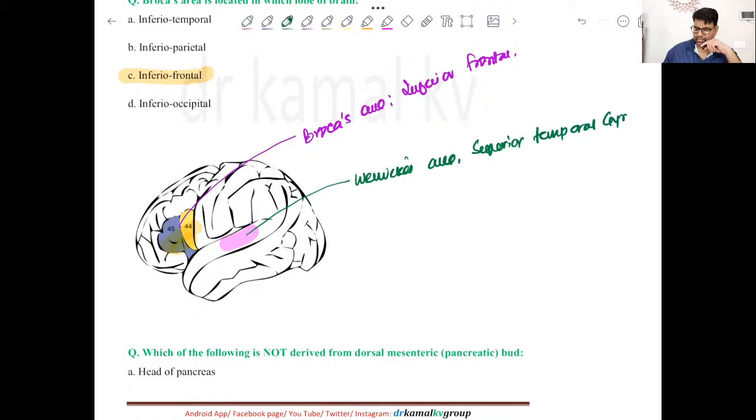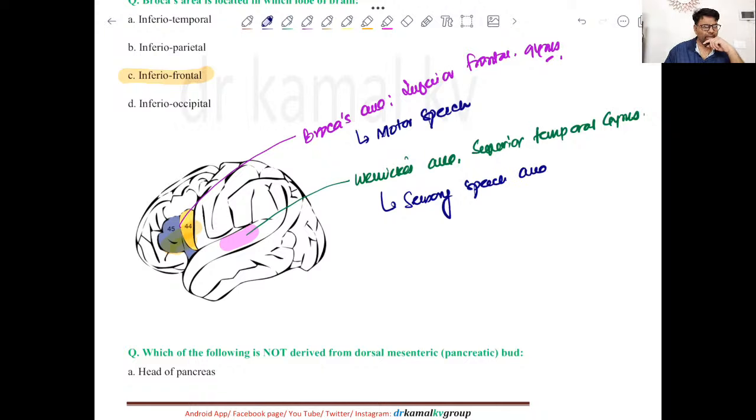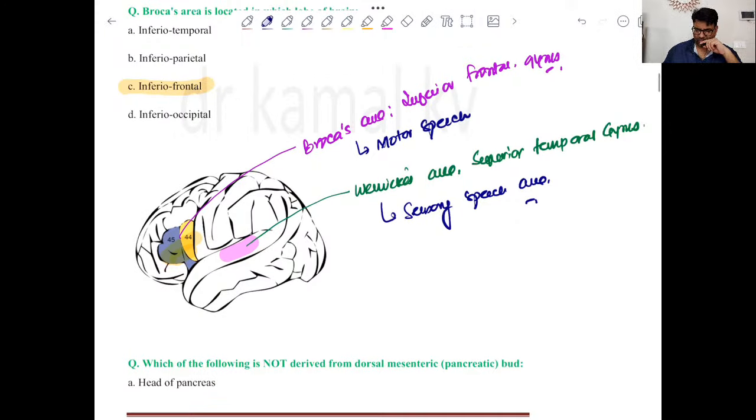Clear? Gyrus. This is also gyrus. Now I think most of you must be knowing that this is the motor speech area, and this is the sensory speech area, right? No problems there. As humans, we can just mix up at times. But the priority is that whatever mistakes you are committing right now, I'm very sure that you won't repeat them again. That's very important for the time being, right? So this is Broca's area, and this is Wernicke's area.